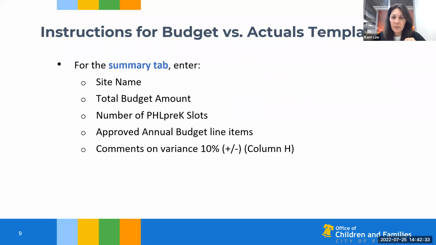For that summary tab on the template, you're going to enter your site name, your total budget amount, number of PHLpreK slots, your approved annual budget line items, and then comment on the variance that's 10% over or under.